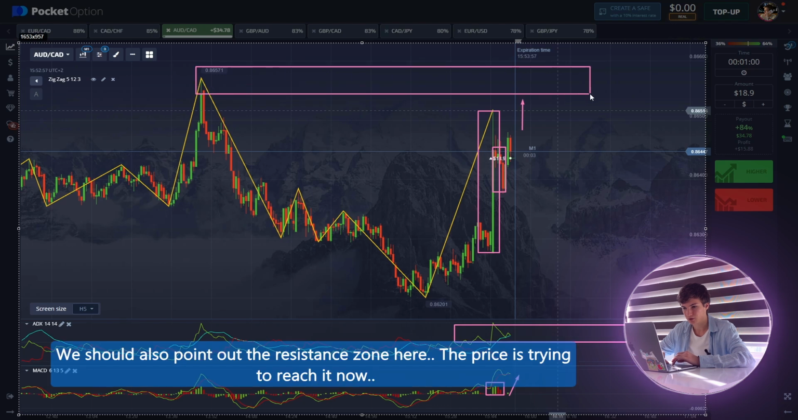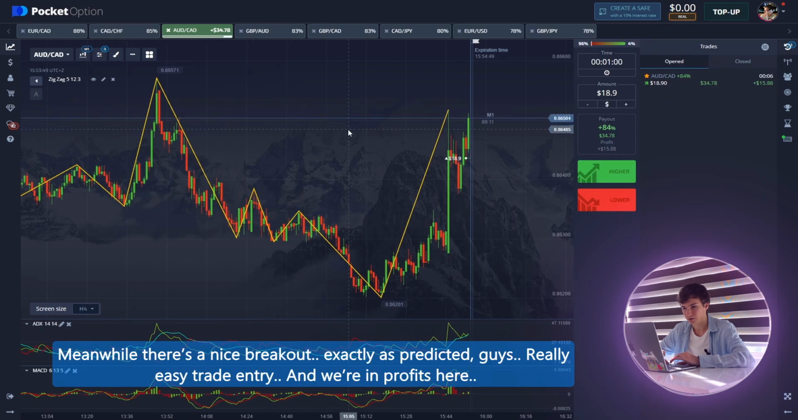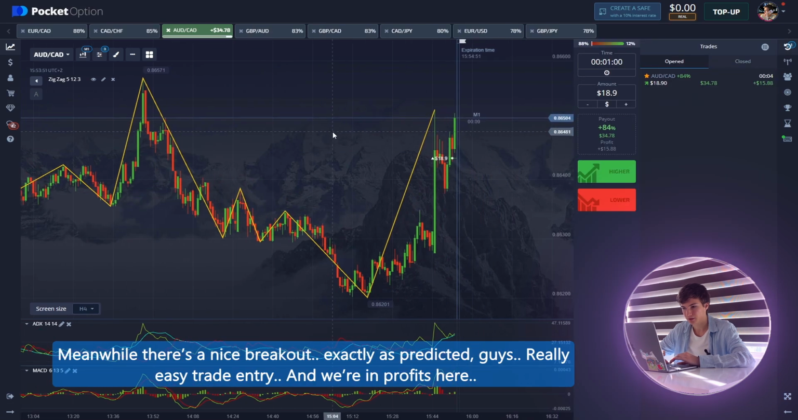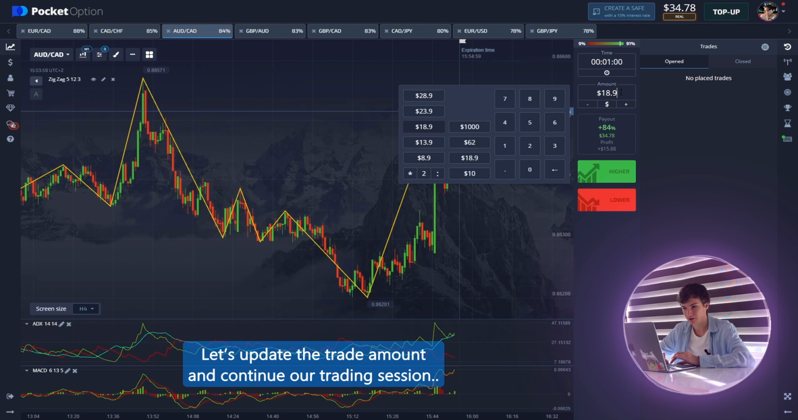We should also point out the resistance zone here. The price is trying to reach it now. Meanwhile, there's a nice breakout. Actually, as predicted, guys, really easy trade entry, and we are in profit here. Let's update the trade amount and continue our trading session.